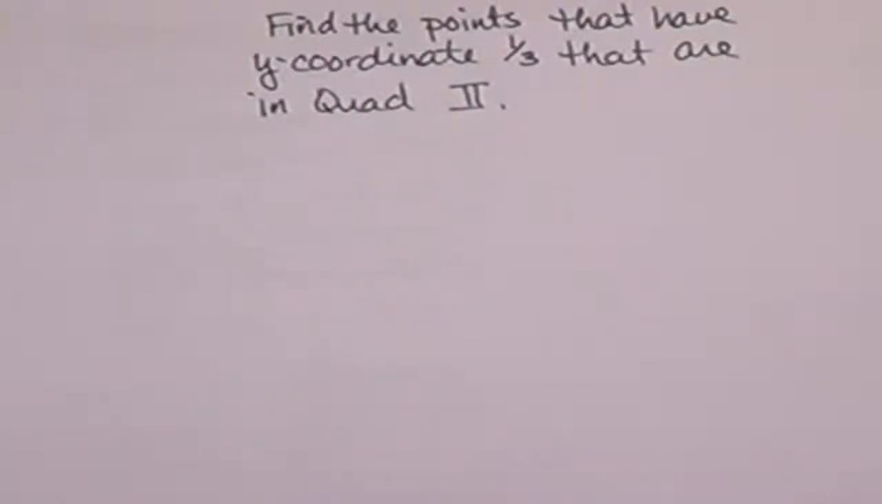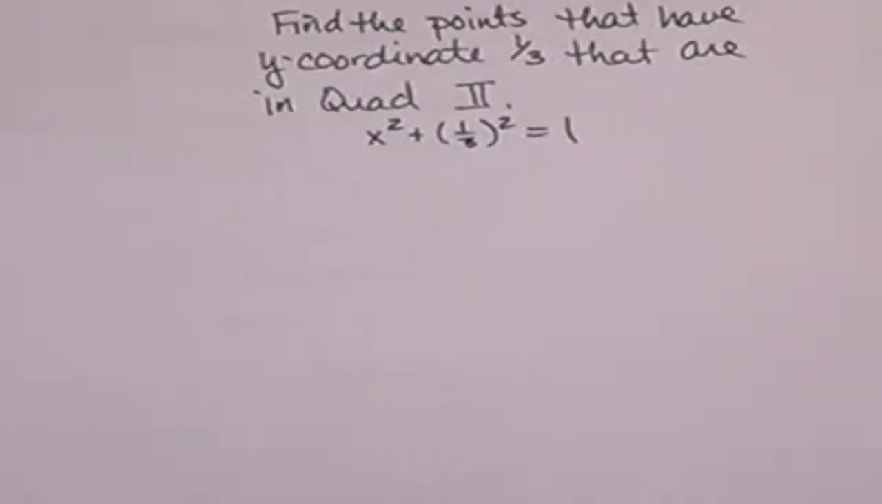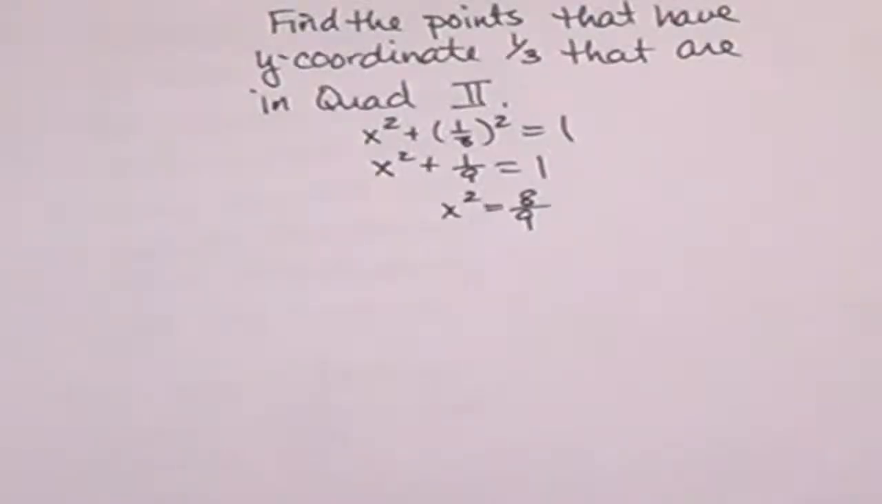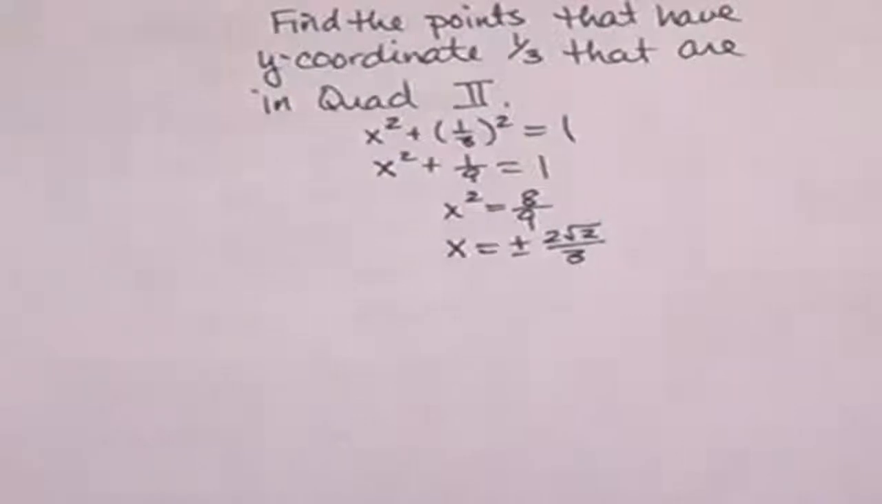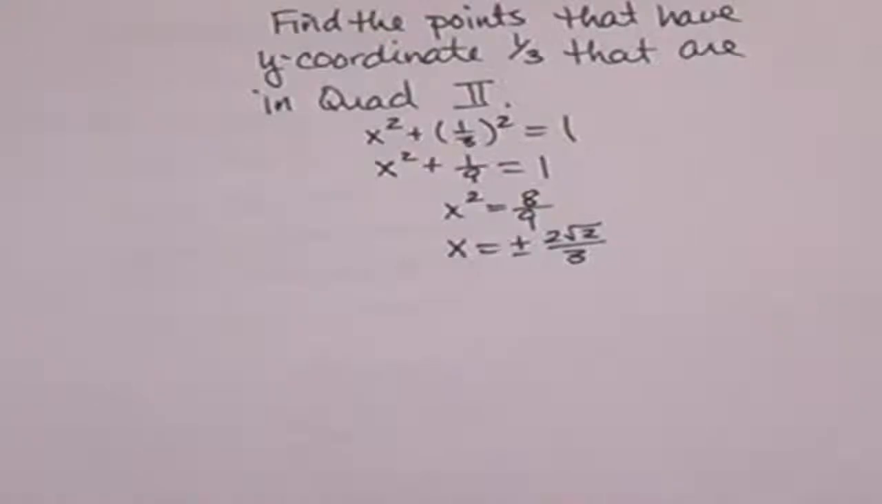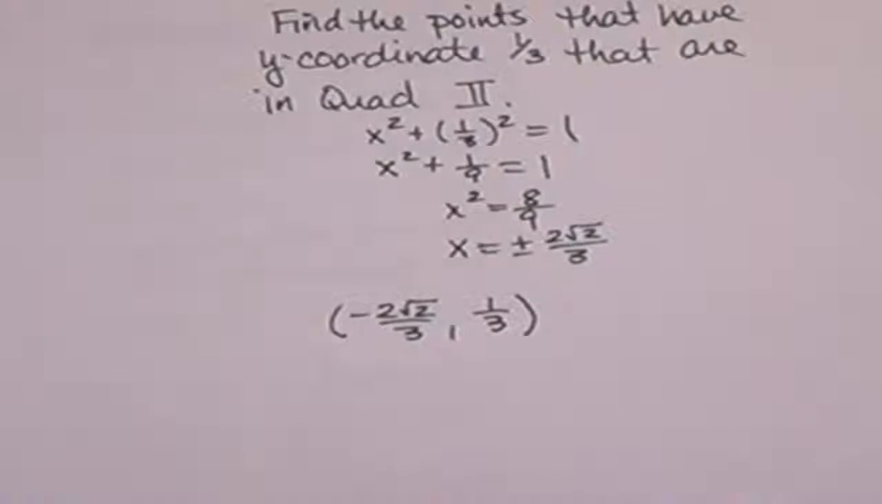In some cases, we may want to find points in a particular quadrant that has a particular coordinate. So here we want to find the points that have y coordinate 1/3 that are in quadrant 2. We're going to start out the same way. We'll plug in 1/3 for the y. x squared plus 1/3 squared will equal 1, so x squared plus 1/9 will equal 1. x squared equals 8/9, or x equals plus or minus 2√2/3. Now because we're in quadrant 2, we know that the x coordinates in quadrant 2 are negative, so the coordinate we're looking for is negative 2√2/3, comma 1/3.